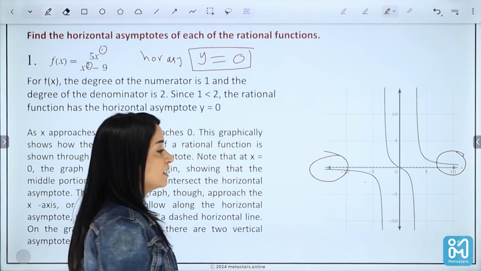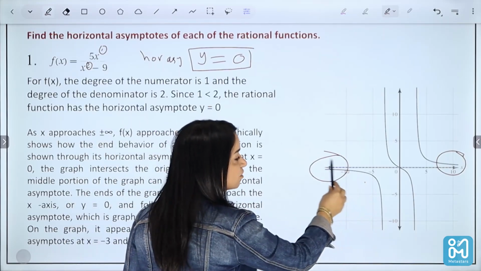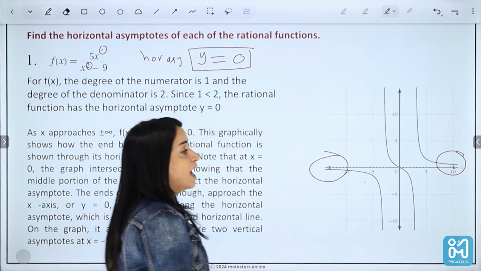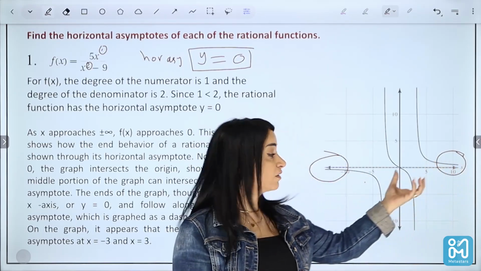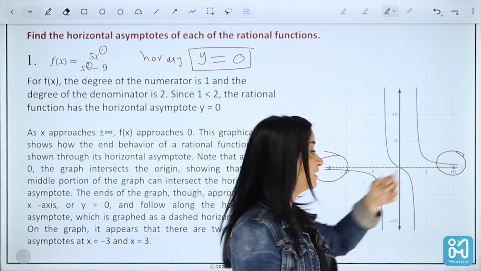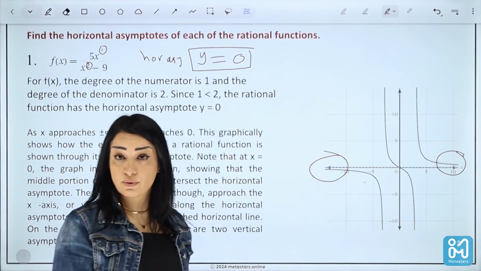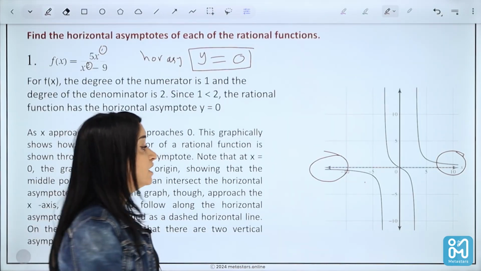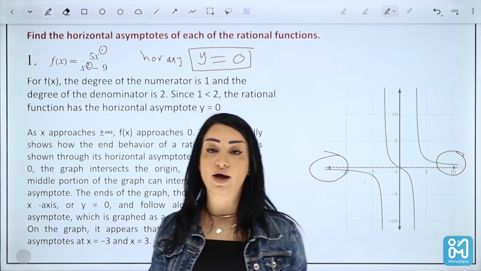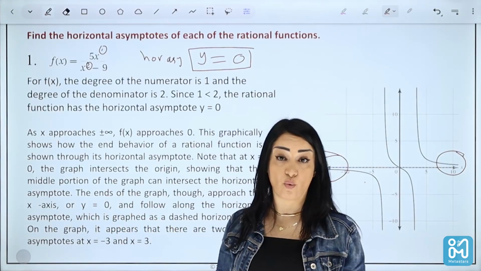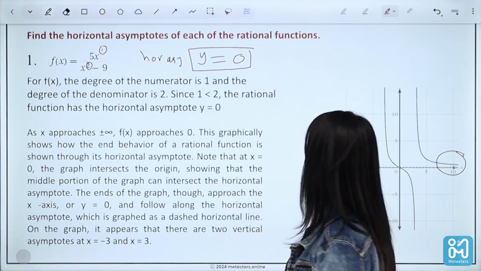As x goes to negative infinity, f of x, the function, approaches 0. And it is the same as x goes to positive infinity: the value of the function approaches 0 from both sides. So we can say the end behavior from both sides approaches 0. Why? Because we have a horizontal asymptote equal to 0. Okay.